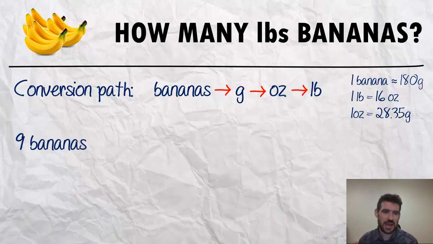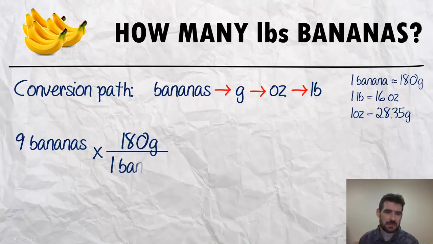So we start off with our 9 bananas. We need to convert the bananas into grams. Our relationship between bananas and grams is shown on the top right here. We want grams to be on the top and bananas to be on the bottom, so it cancels. So we write multiplied by 180 grams divided by 1 banana. This means that bananas cancel.